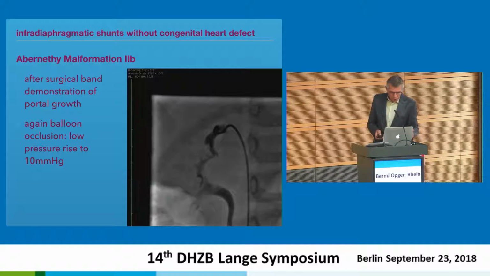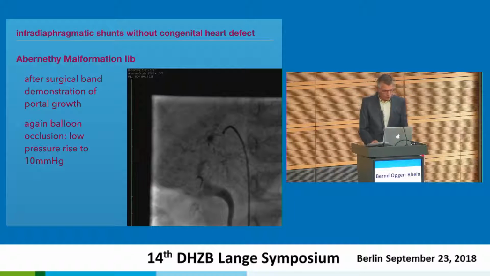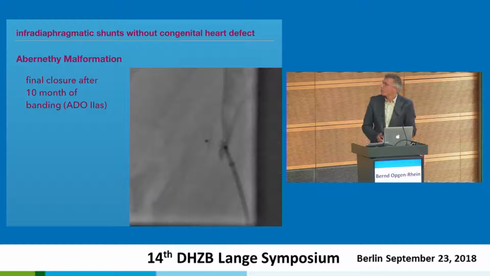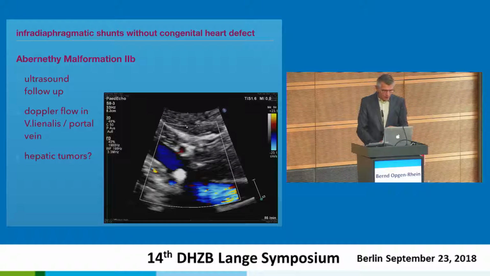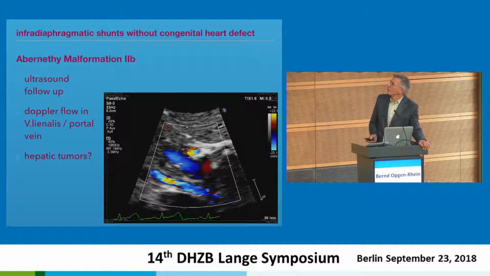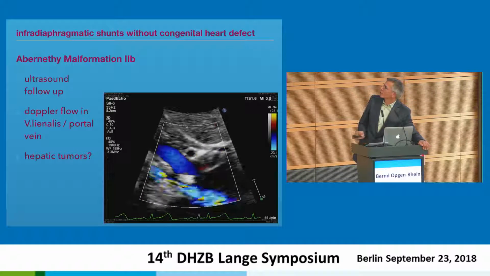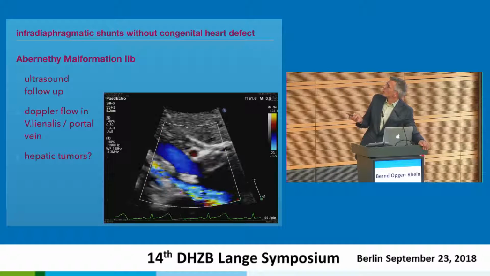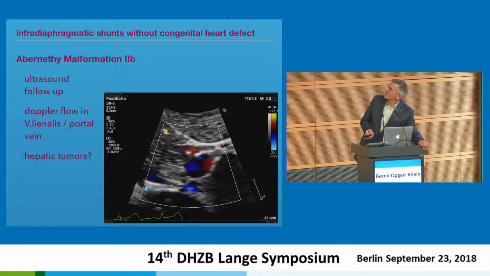And again, we do a balloon occlusion and see a rise up to 10 millimeter mercury, and decided to close it, in this case with a duct occluder, which works very nicely, and is followed up regularly by ultrasound, as we see here. So there's the vena cava, the duct occluder, and the portal vein, which is flowing very nicely.